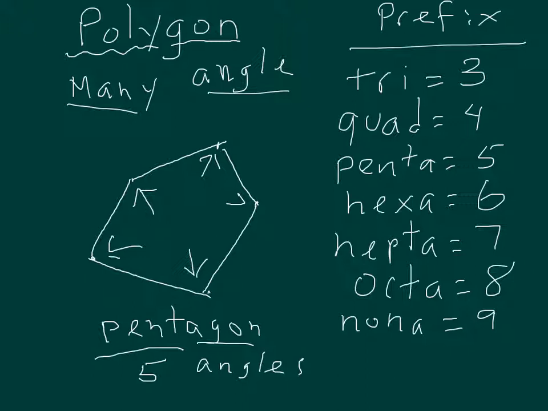And 10, maybe you've heard this one before, like a decade, 10 years. Let's add an N there. Deca equals 10. That's probably good enough for now. So there's our list of prefixes. When you see those, if someone says make a pentagon, you can just think penta means 5, must have 5 angles.